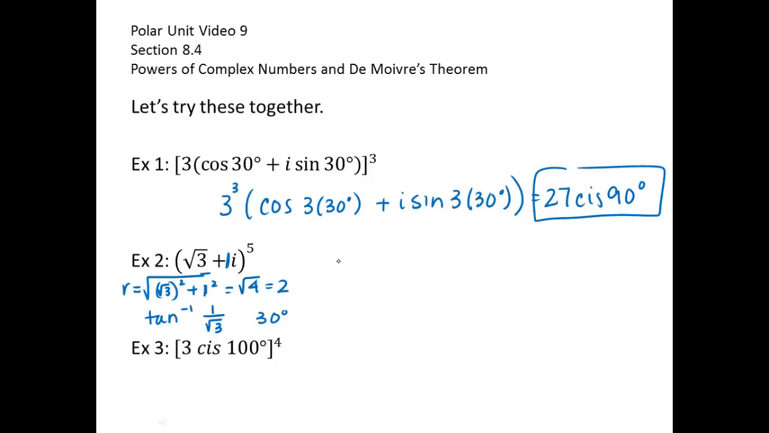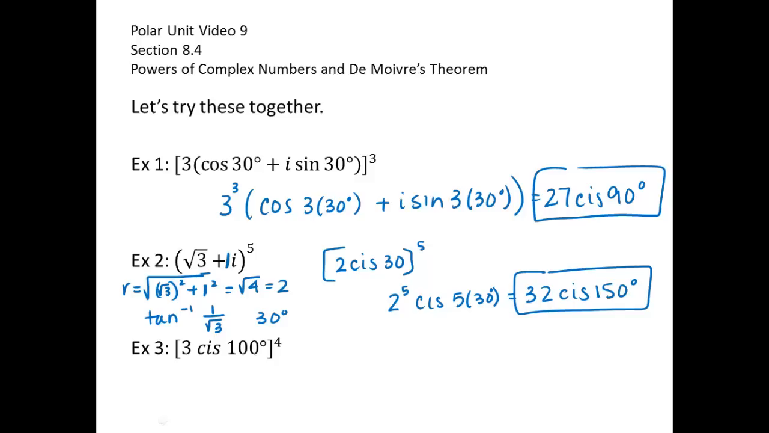So I'm going to write this as 2 cis 30 to the fifth power, and now I will apply my fifth power, my exponent. Okay, so this gives me 2 to the fifth cis 5 times 30 degrees, or 32 cis 150 degrees.